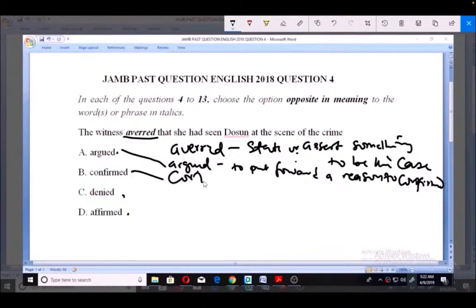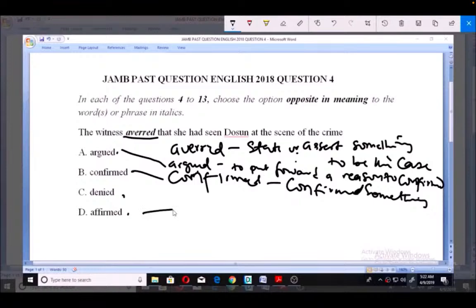What's the meaning of confirm? Confirm means to confirm something. So it's still meaning the same thing, to state that something is true. So all these have similar meaning. To confirm something. So that is the meaning of confirm. To state that something is true.